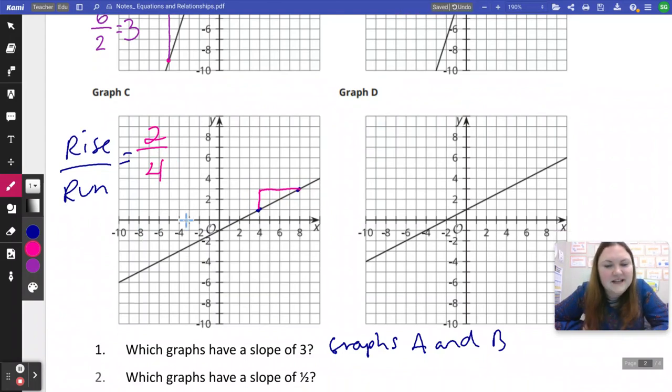Now my question is asking which graph has a slope of 1/2. What do you think about graph C? Yes or no?